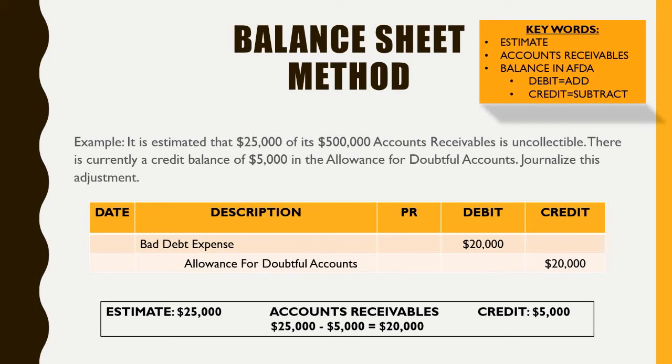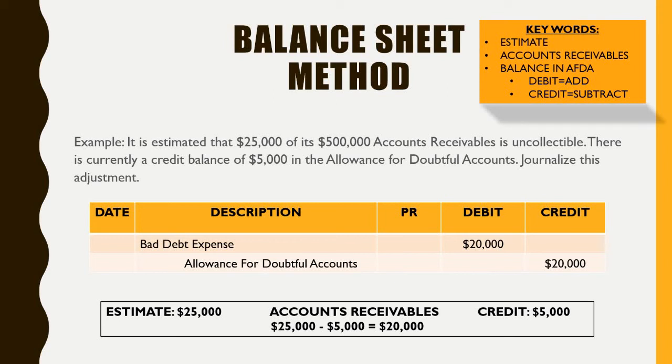So if there's a debit balance, if you're on the left side already, you need to backtrack to get to the 0 point, and then you need to add an additional amount to get to 25,000. Whatever your estimated amount is, that's going to be your end goal in your allowance for doubtful accounts. In this case, we know that it has to be a credit balance because it's a contra account. So my goal is to get to 25,000 on the credit side.